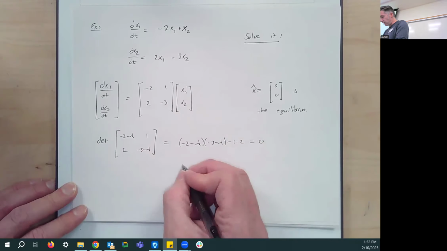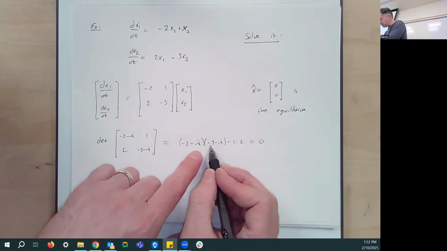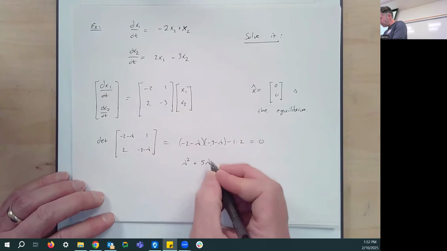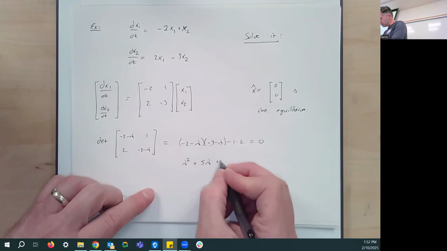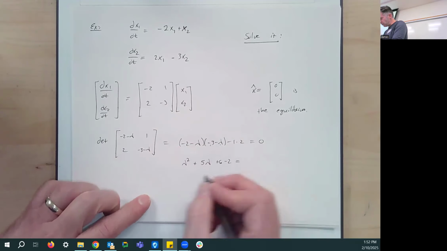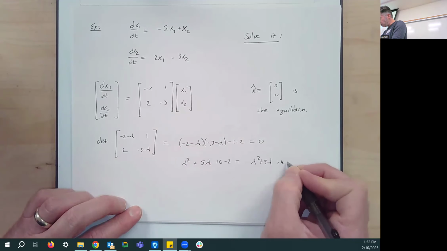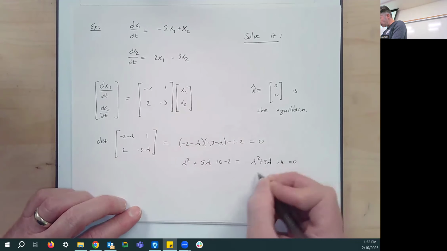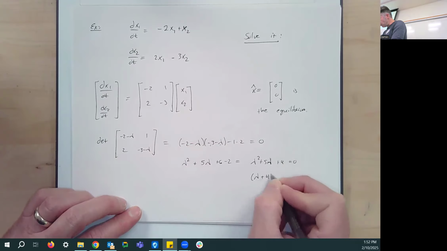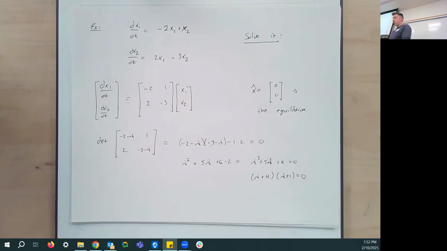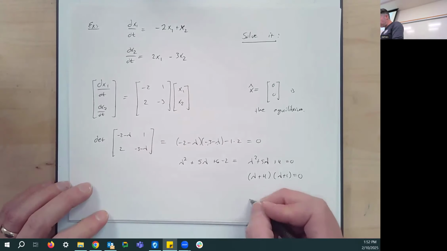set that equal to 0, multiply it out. You get lambda squared plus 3 lambda plus 2 lambda is plus 5 lambda plus 6 minus 2. That simplifies as lambda squared plus 5 lambda plus 4 equal to 0, and that does factor. It's (lambda plus 4) times (lambda plus 1). So in this case, both of our eigenvalues are going to be negative.